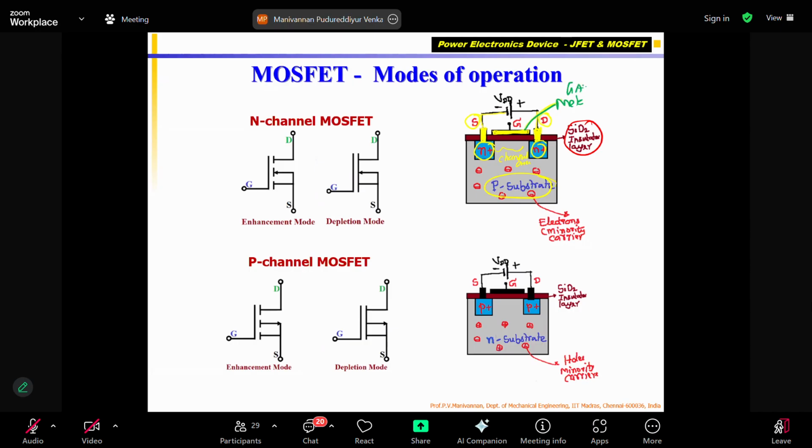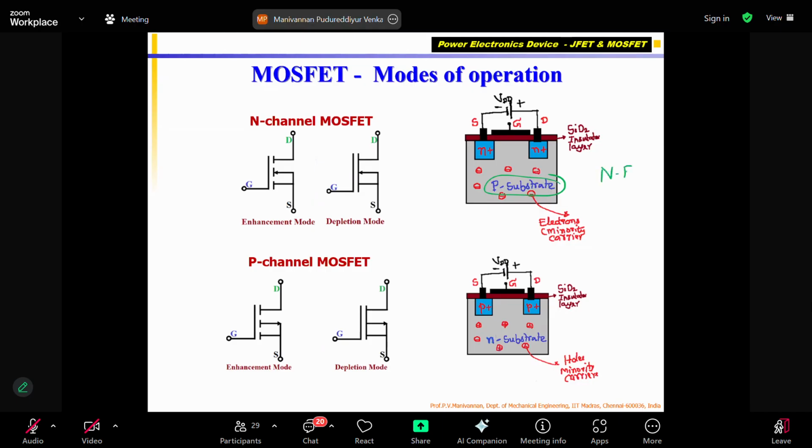Gate metal contact. The gate terminal metal contact is deposited, and from the gate terminal, G is represented. Okay, so this is the N-channel MOSFET. What did we do? We took a P substrate. Just a few minutes before, we talked about the N-channel FET, not MOSFET.